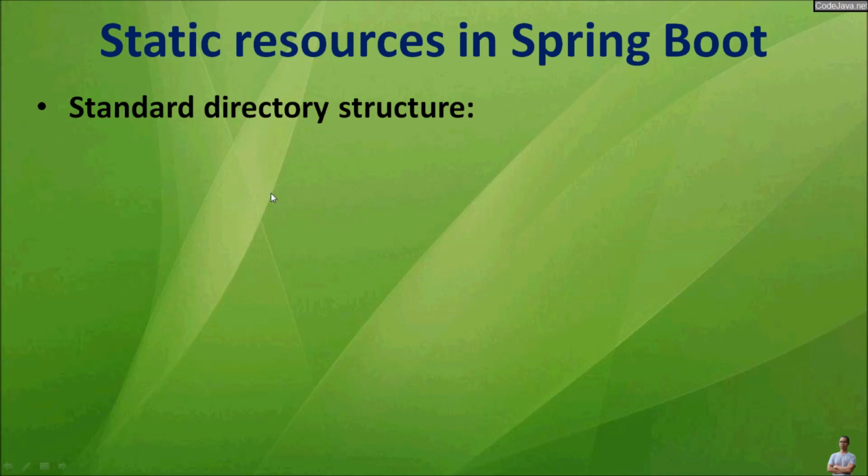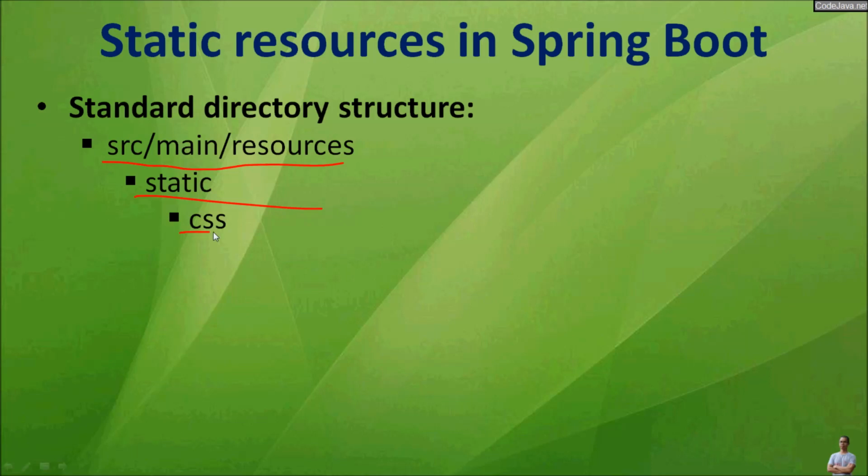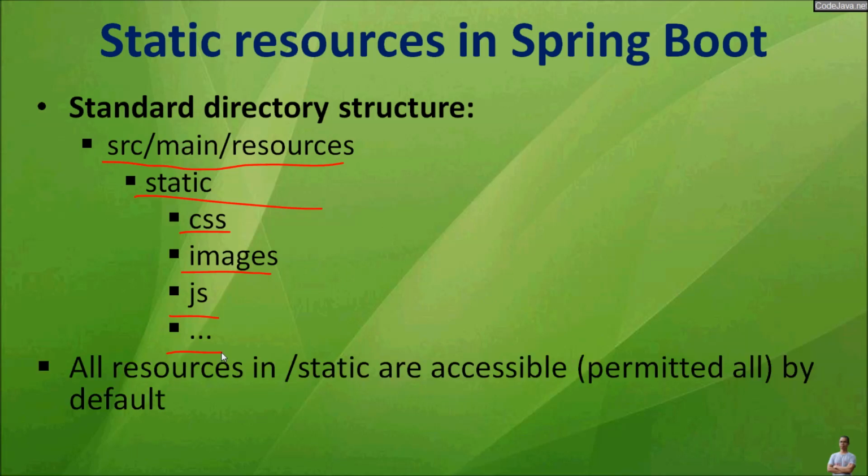You know, the standard directory structure for static resources in a Spring Boot application is like this. From the main resources directory, src/main/resources, is static, and then subdirectories like CSS for putting the CSS files, images for pictures, JS for JavaScript files, and other files. And note that all resources placed in the static directory are accessible, permitted, by default.